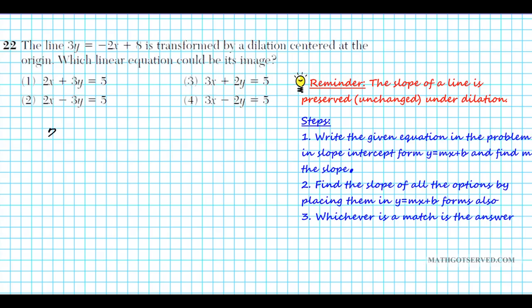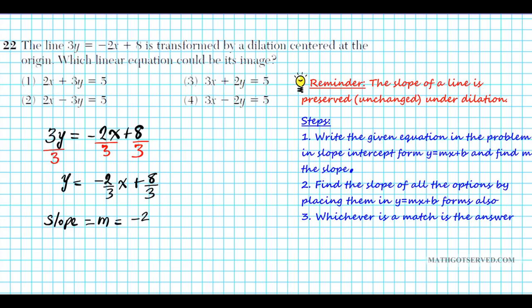Step number 1, we have the original equation, 3y equals negative 2x plus 8. We want to find the slope here, so we want to put it in y equals mx plus b form. We can do that in one step. Simply divide all 3 sides by 3. And then we have y isolated: y equals negative 2/3 x plus 8/3. Okay, so what's the slope? Slope is the coefficient of x. Remember y equals mx plus b. This is m. So the slope, which is m, is negative 2/3.